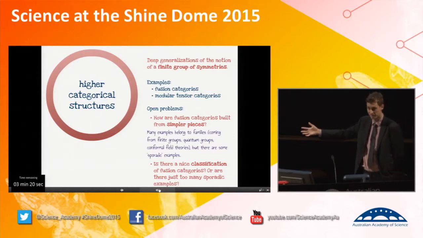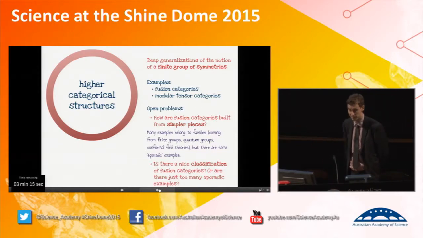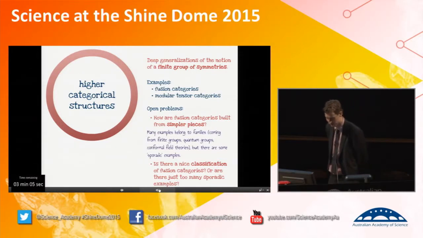We know what all of those smaller pieces are, and we understand all the ways in which they can be combined into larger finite groups. For fusion categories, we'd like to have an analogous story, but at this point, we have very little. We have just the beginnings of a theory of how to build fusion categories out of smaller pieces.